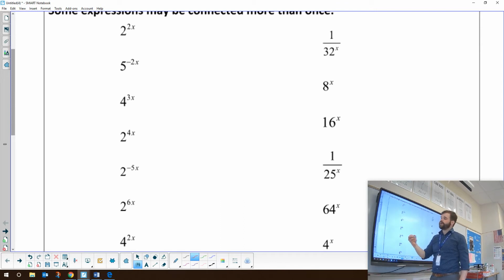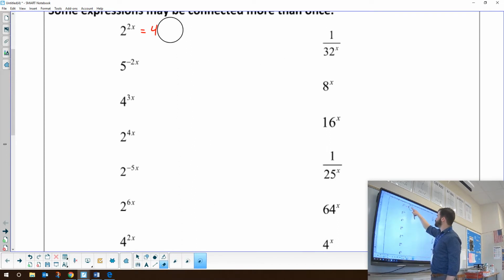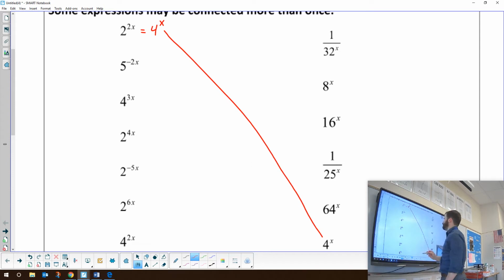So we go 2 to the power of 2. Hey, that's 4. So that's 4, not 4x. It's going to be 4 to the power of x. Look at me, already making mistakes. So that 4 to the power of x, hey, that's going to match up all the way down there.